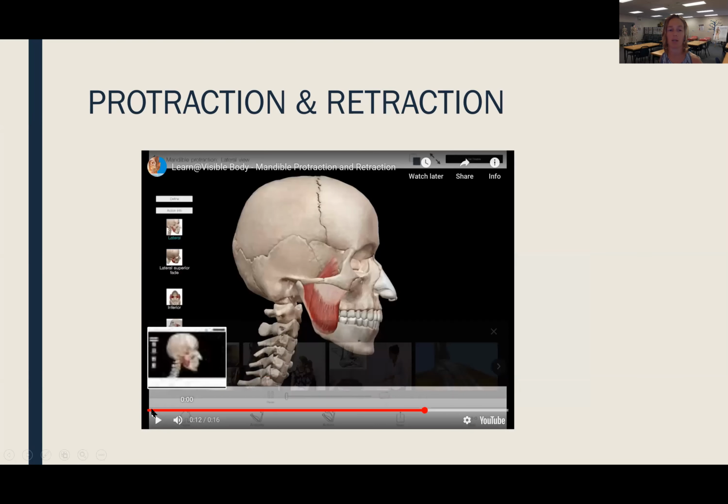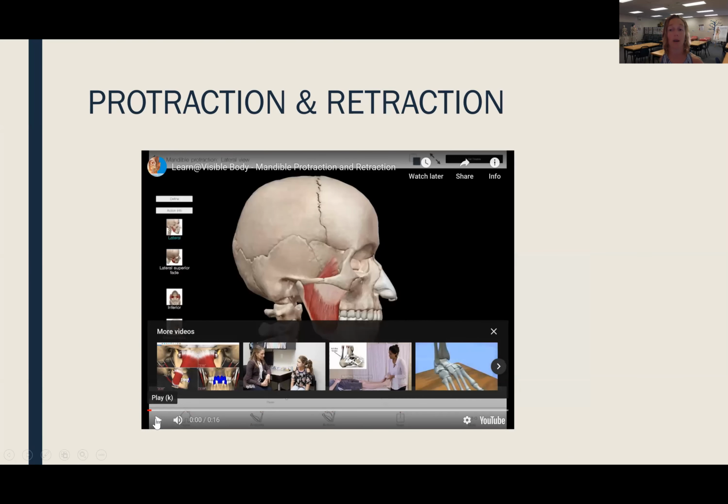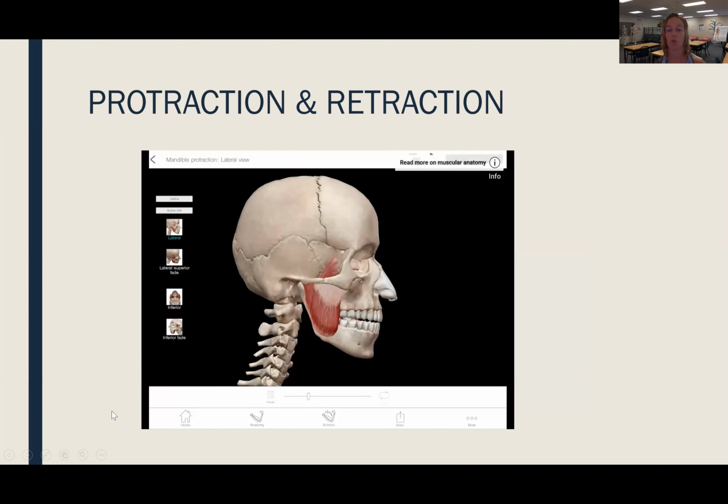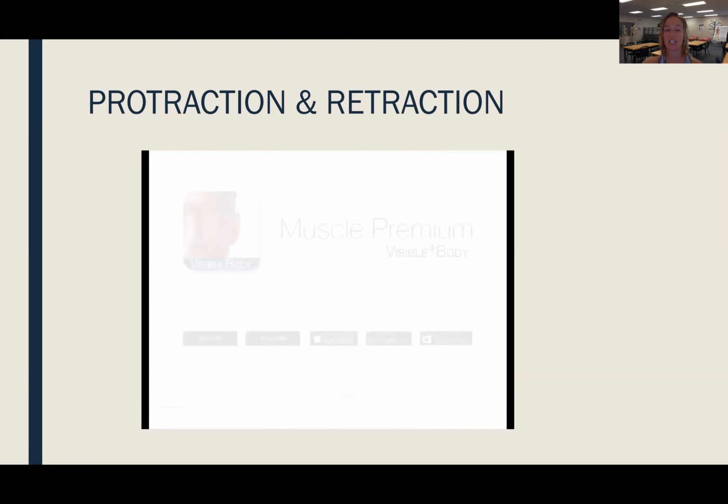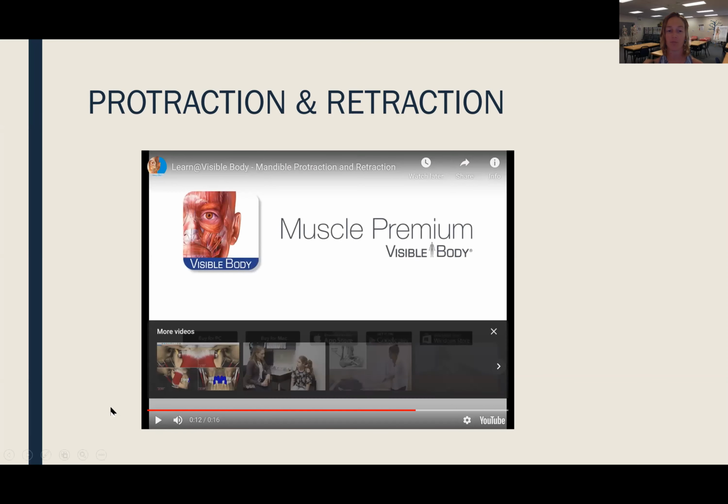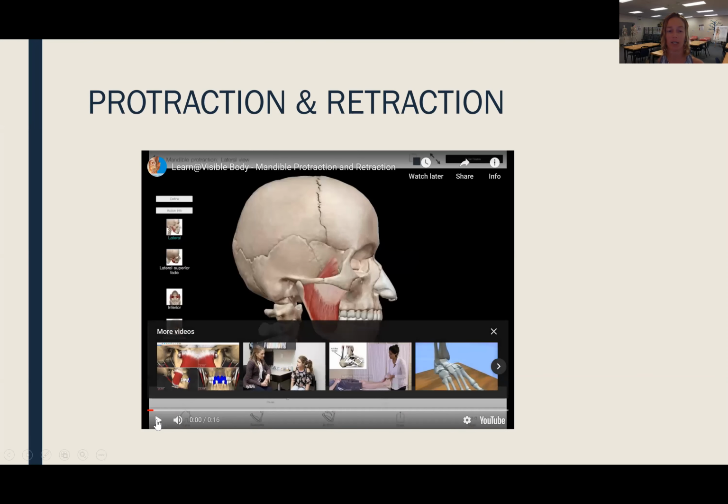Okay, we'll watch that a little bit more. We'll watch that again and I'll explain a little bit more, okay? So notice the jaw is moving and it is going out for protraction and then back in for retraction, okay? This movement happens in other parts of the body. We'll watch it again. So out, protracted, bring that jaw back in, that is retracted, okay?